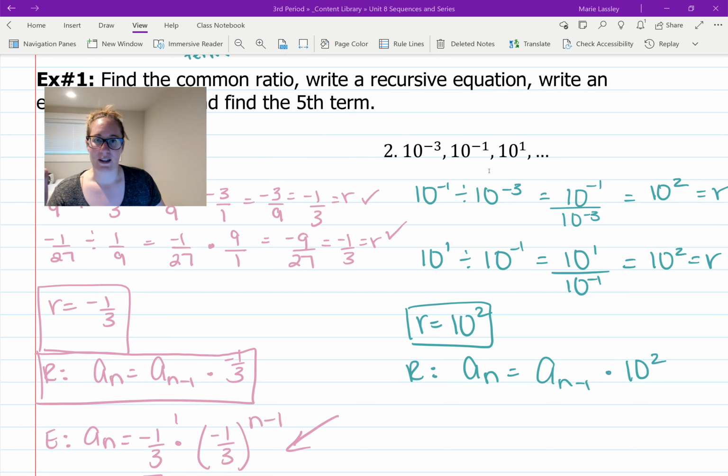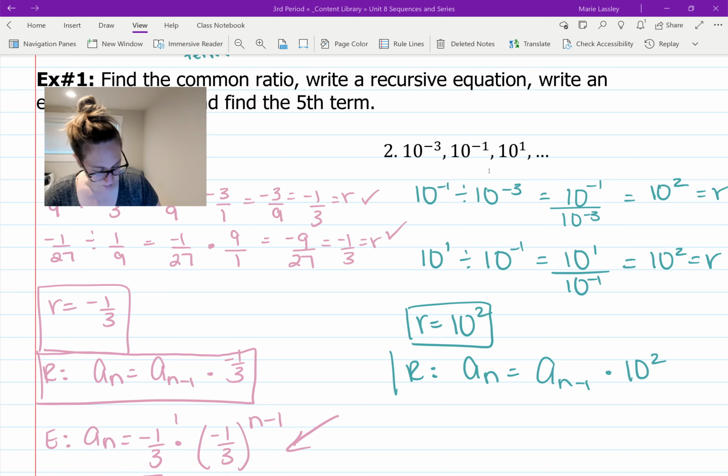We talked about this with our trig units, right? If you're given something in radians, you want to keep it in radians. You don't want to convert to degrees and answer the problem that way. The same kind of thing applies here. If we have it in exponential form, we want to keep it in exponential form. So yes, I know that 10 squared is 100, but we want to keep it as 10 squared. I hope that makes sense. So this is our recursive equation.